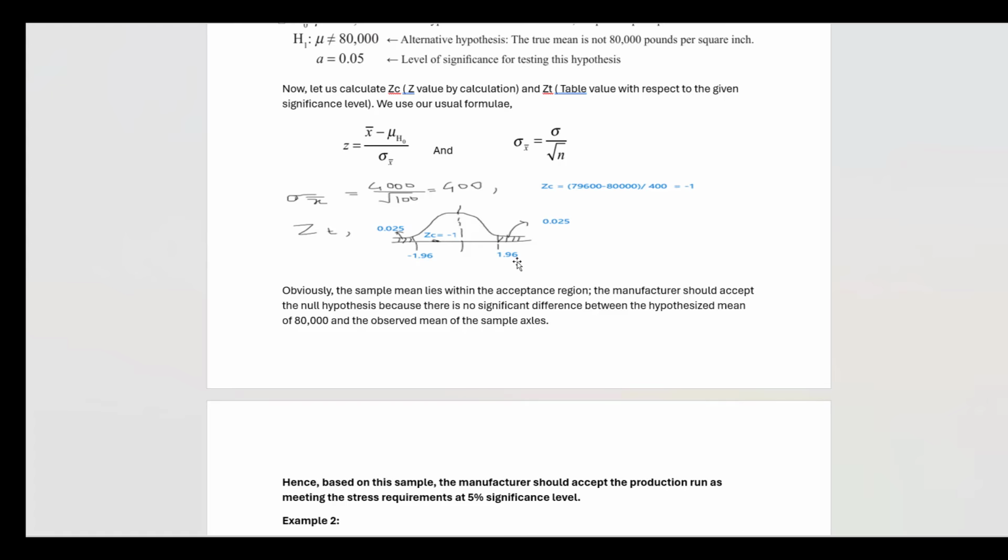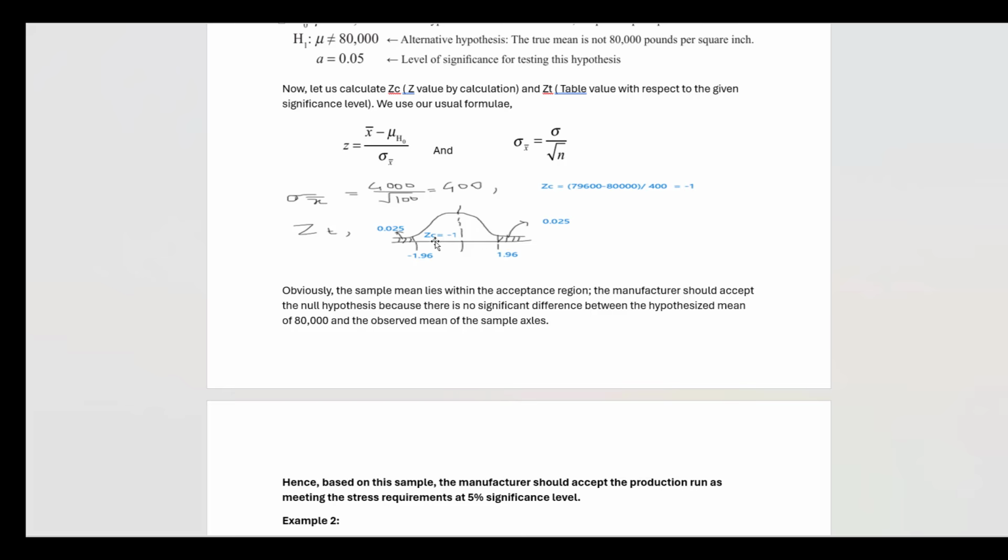So you know how to do it, right? Because we want 0.025 here. So 0.5 minus 0.025, and then for that you are going to search that value and you will get the Z table value as 1.96. So our acceptance region is plus 1.96 and minus 1.96, and our calculated value is -1, which is clearly falling in our acceptance area.